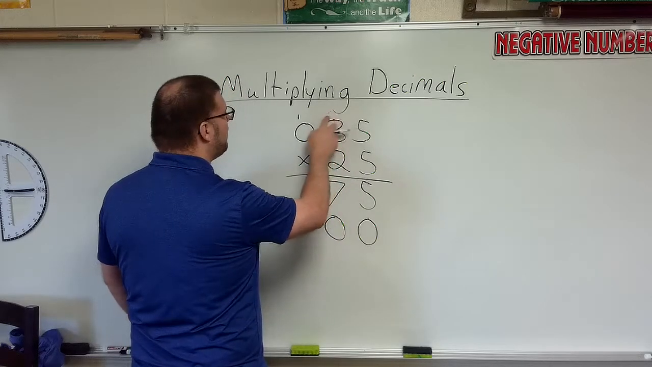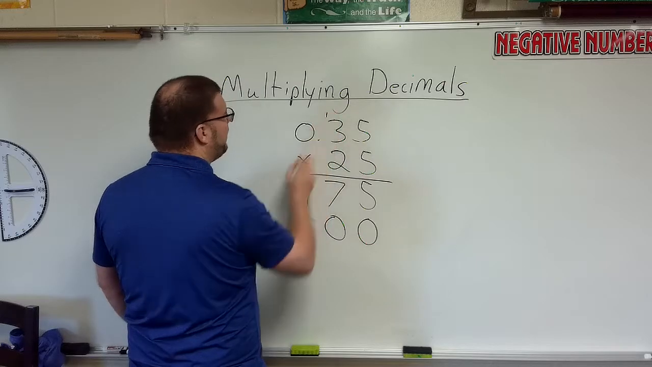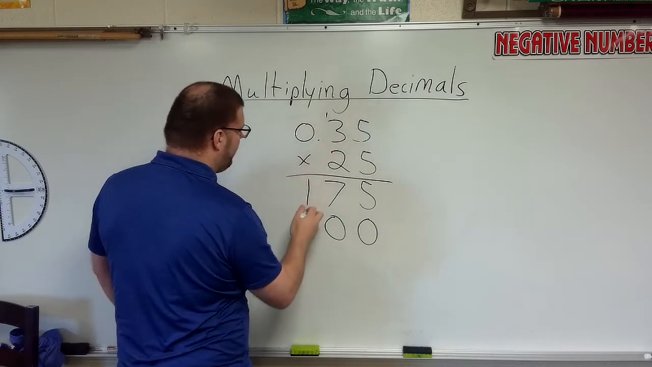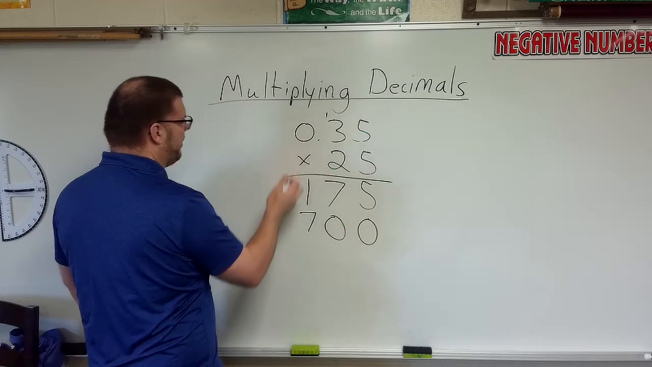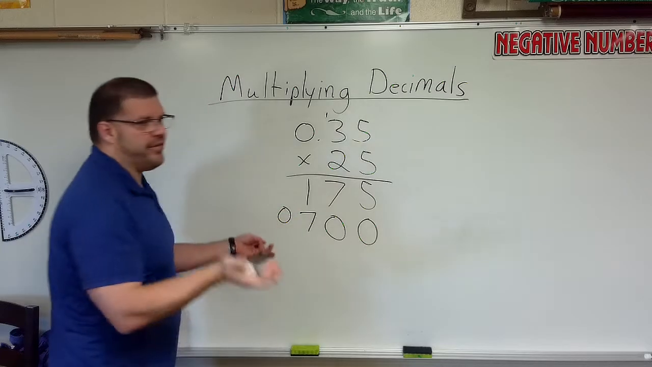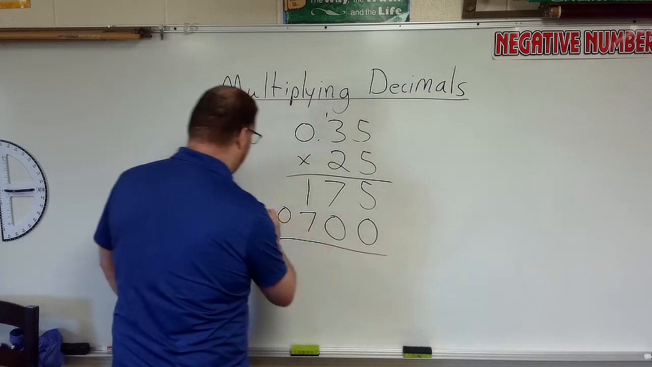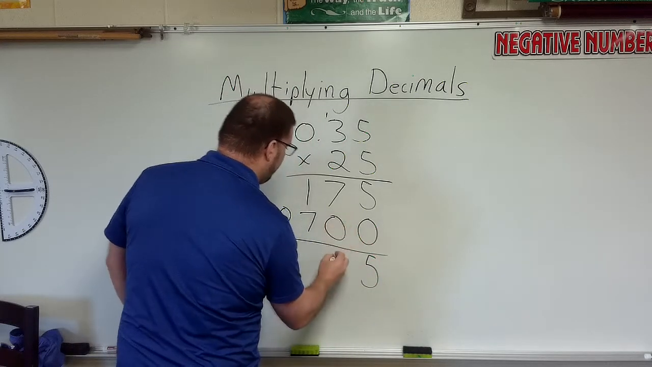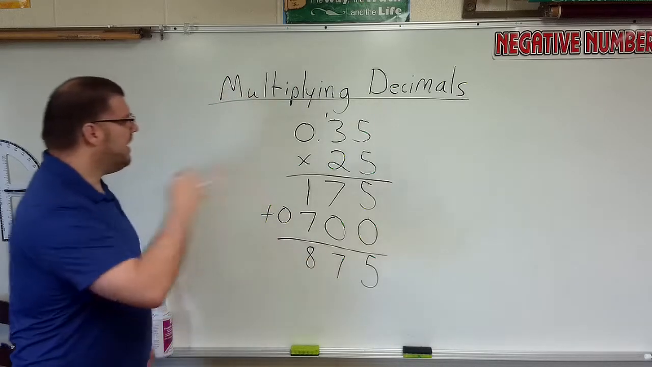Let me clear these off a little bit. So 2 times 5 is 10. You put the 1 up, right? 2 times 3 is 6. Add the 1 makes 7. And then 2 times 0 is, of course, 0. If you want to put the 0 down, you can. It doesn't really need it. Add these up. 5, 7, 8.